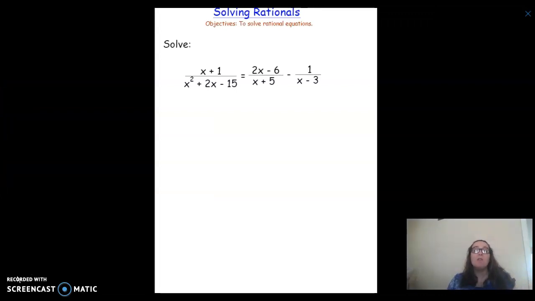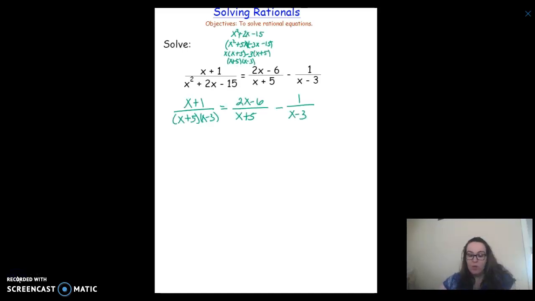All right, so here we are at week 7, day 1. We are still solving rational equations. After you get this question written down, the first thing I want you to do is factor that denominator of the first one. All right, there is what it should be when you factor that denominator. Okay, so all I've done is factor that denominator so far.